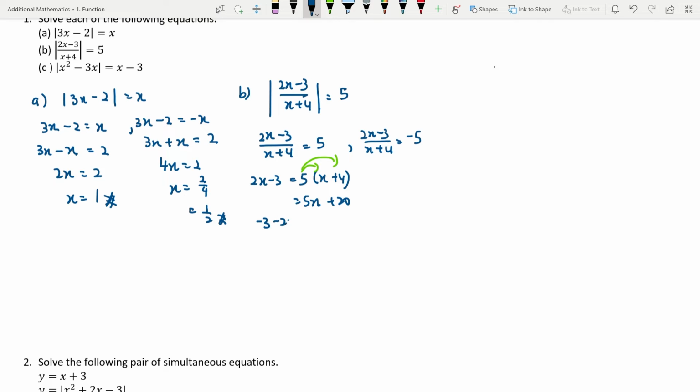Negative 3 minus 20 is equal to 5x minus 2x. Negative 23 is equal to 3x. X equal to negative 23 over 3.